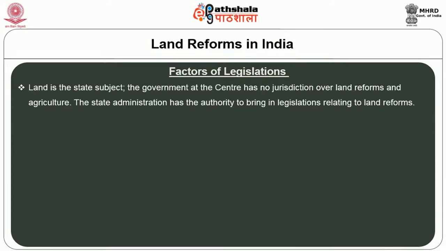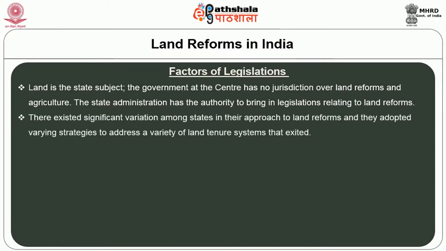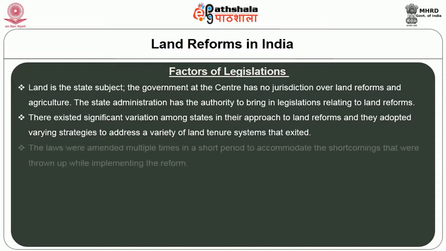Let us look into the factors that led to such a situation of having multiple legislations. Under the constitution, land is a state subject and the government at the center has no jurisdiction over land reforms and agriculture. State administration has the authority to bring in legislations relating to land reforms. There existed significant variation among the states in their approaches to land reforms, and they adopted varying strategies to address a variety of land tenure systems that existed.